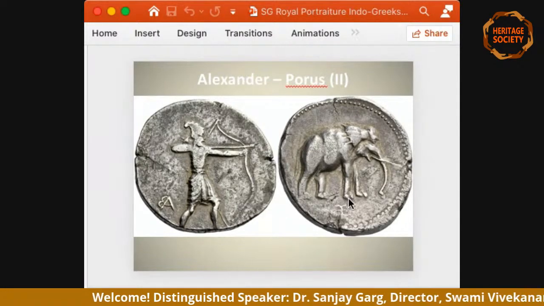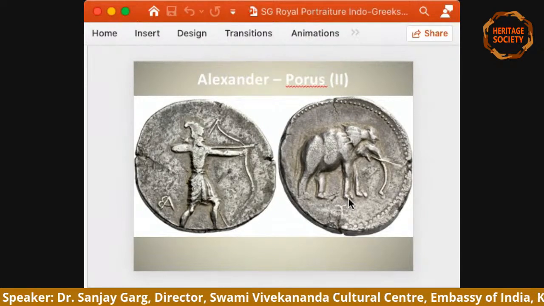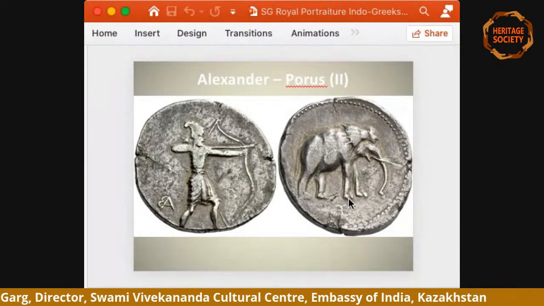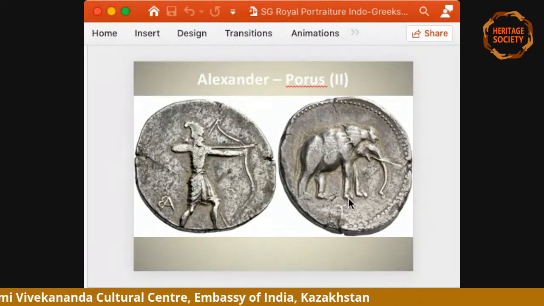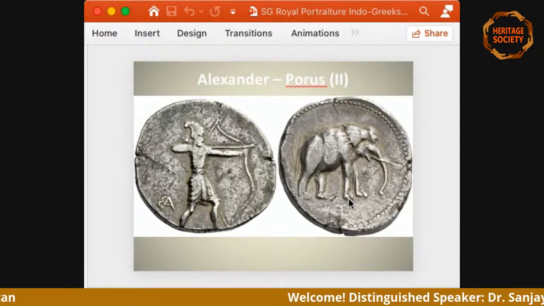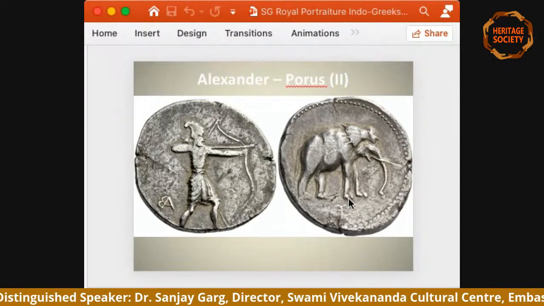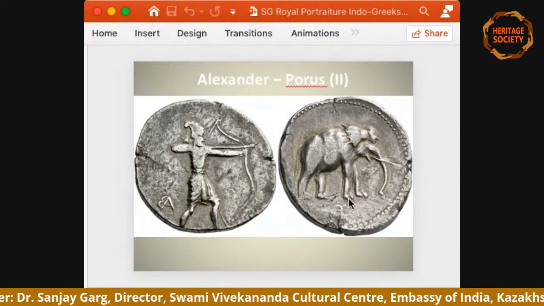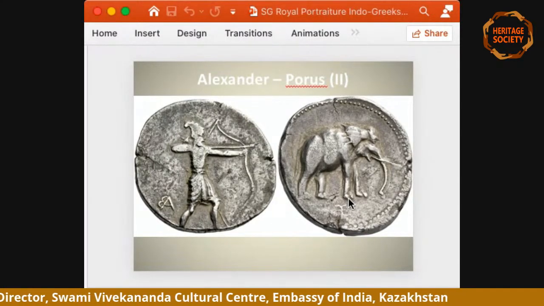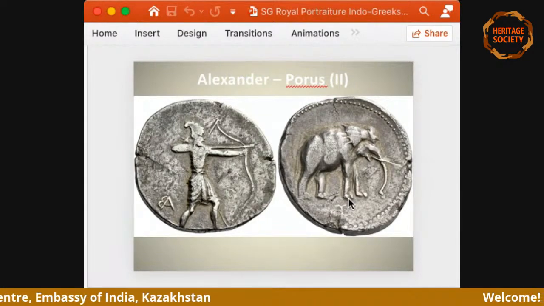And on the reverse, you see an elephant. Now, elephant, just remember it, you will find it very frequently in the coins of the Greco-Bactrian and also on the coins of the Indo-Greek, because they had never seen such a big animal, and they were very fascinated by this creature. So on one side of the coin, you see an Indian archer, and on the other side, you see an elephant in its full form.